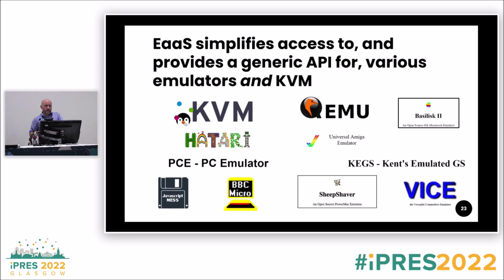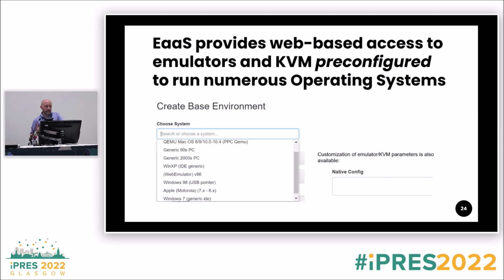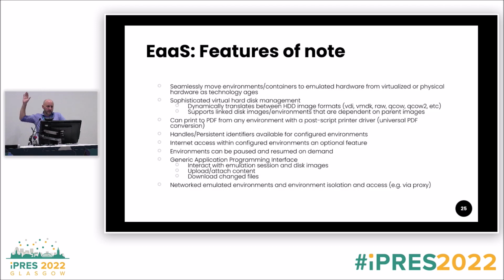Emulation as a service is software that was created at the University of Freiburg that allows online access to a whole lot of different emulators via a standardized and simplified interface. It allows you to create pre-configured systems and then use those for accessing all sorts of different things, all just using a web browser. Here's a whole bunch of features. You can do a lot of really cool stuff with it.